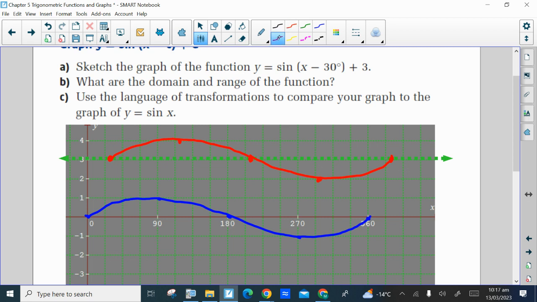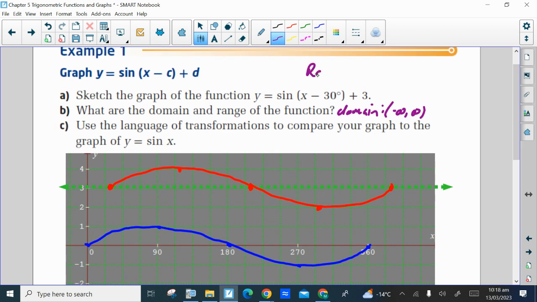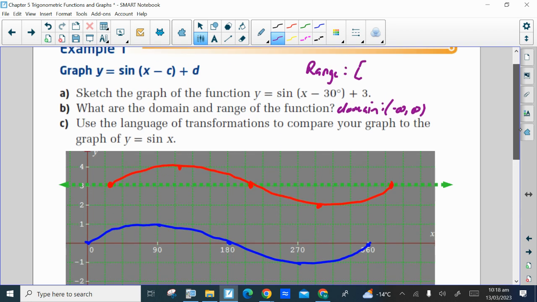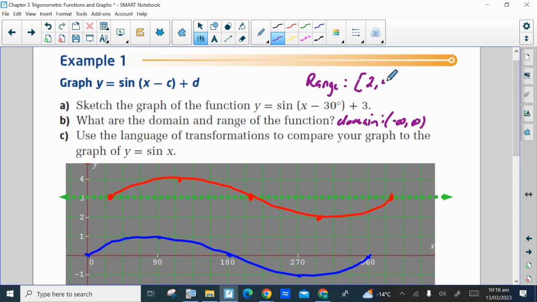So the domain of this hasn't changed. We just did one cycle, but the graph goes on forever. It'll go from -infinity to +infinity. Our range, though, will change. We have a minimum value of +2 and a maximum of +4. So using interval notation, that's what those would look like.